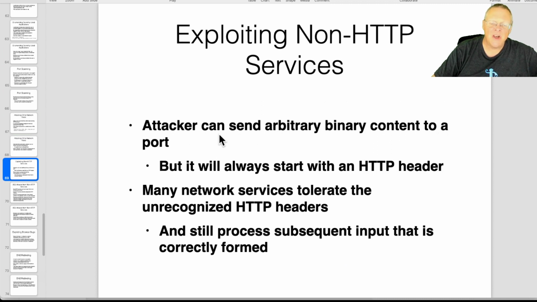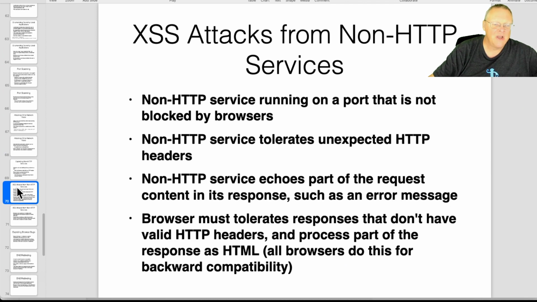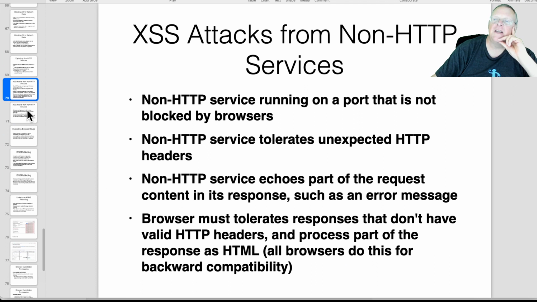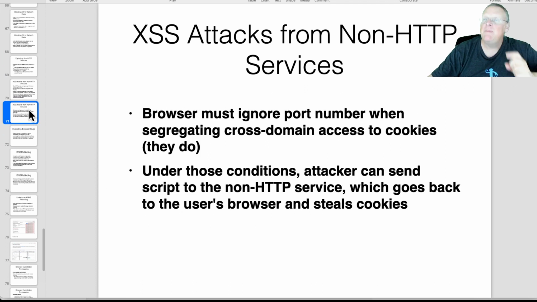All right. And so you can send arbitrary binary data to a port, but it's always going to start with an HTTP header. So if you're trying to attack some other service, it's going to have to tolerate extra junk data, which a surprising number of services do. If your service will tolerate unexpected HTTP headers, then you might be able to execute certain kinds of attacks. But this seems a little bit complicated and esoteric. I've never used it. It might be somewhere in the Web Security Academy, but I kind of doubt it.